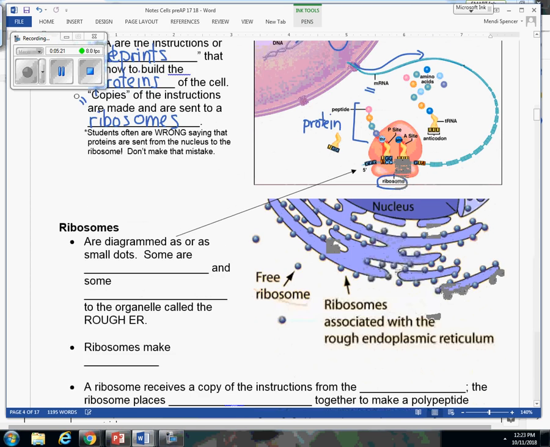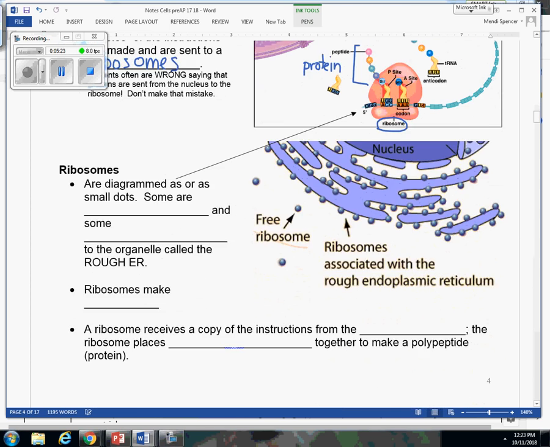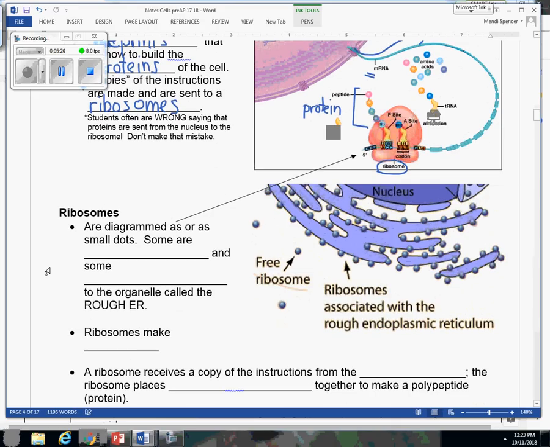Now let's take a closer look at ribosomes. Ribosomes can be diagrammed several different ways. You can see that here we really zoomed in on a ribosome, and it's very, very big, and it's actually showing what the ribosome does. Lots of times, though, whenever you look at the image of a cell, we're farther away, and the ribosomes are going to be these little dots that you see.